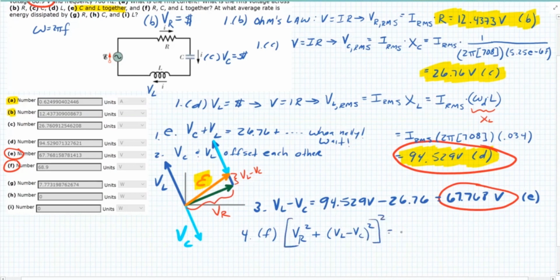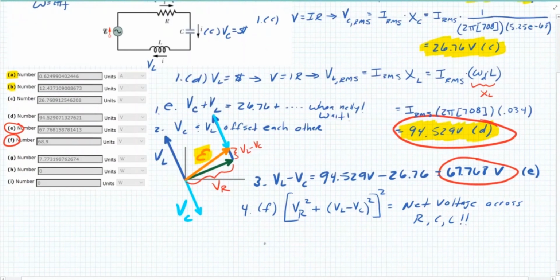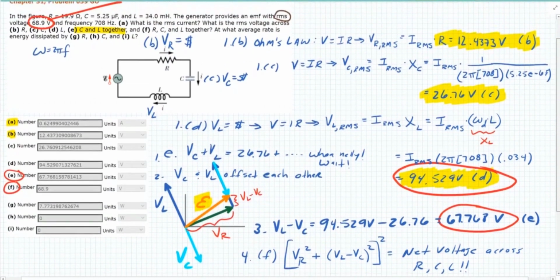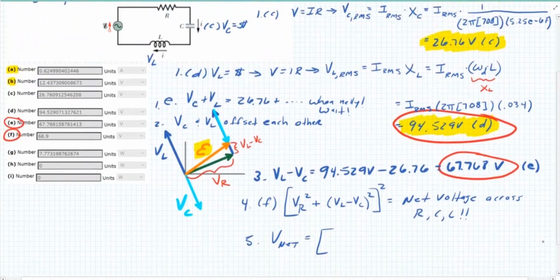And you know what that is? This is going to be the net effect, net voltage across R, C, and L. So with numbers, number 5, I'll just say voltage net equals my voltage drop across the resistor, which I have from part B, 12.437 and some change, squared plus VL minus VC, which is this number right here.